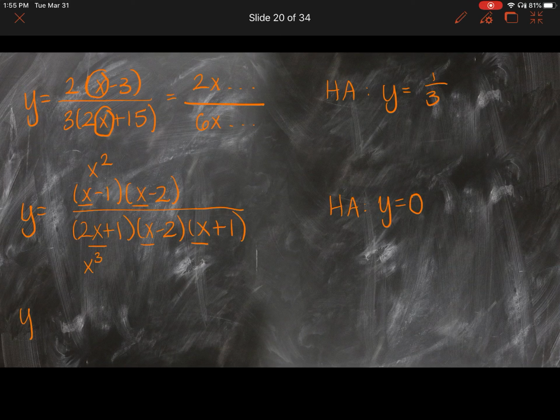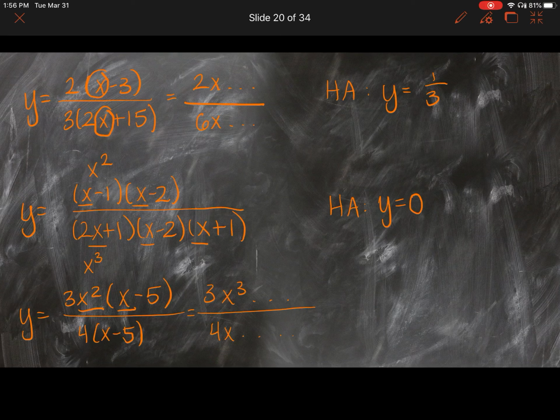One more. We have y equals 3x squared times x minus 5 over 4 times x minus 5. All right, what's the degree of the top? We have an x cubed, an x squared, and an x. That's going to turn into an x cubed. In fact, a 3x cubed. And on the bottom, we're going to have a 4x something. So the degree of the top is greater, therefore we have no horizontal asymptote.